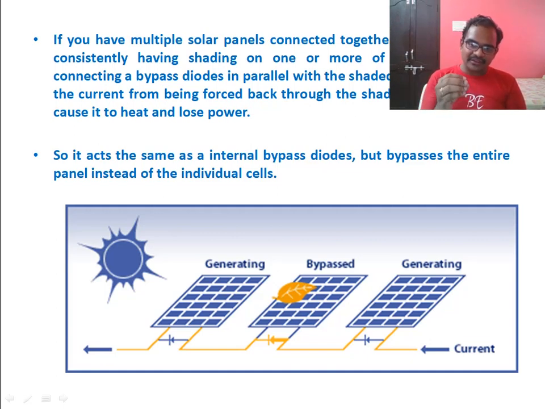Now current is flowing, and you can see the current. The current is not allowed to flow through the shaded panel. It is bypassed because the diode is on and acts as an on switch. It is a low resistance path, similar to the internal diode, and in this case also the current will flow through this external circuit without passing through that shaded cell, and thereby the panel is saved from hotspots. That is about the bypass diodes.